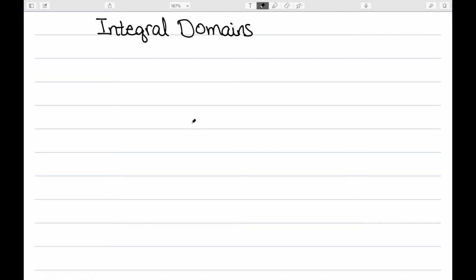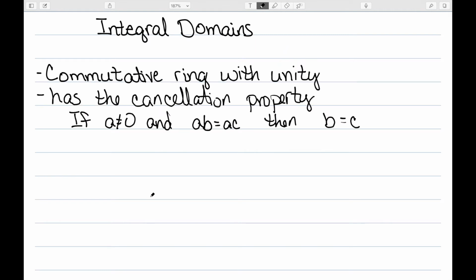In this video, I want to talk about some of the properties of integral domains. Let's start by reminding ourselves what an integral domain is. An integral domain is a commutative ring with unity that has the cancellation property. In other words, if a is not equal to 0 and ab is equal to ac, then b is equal to c.